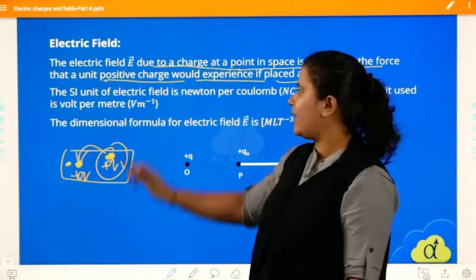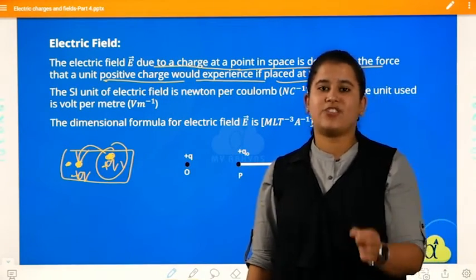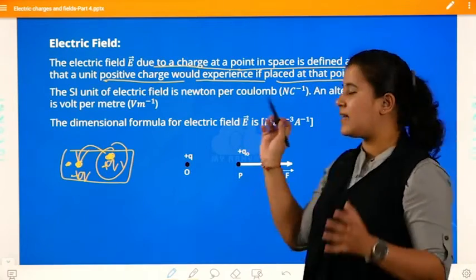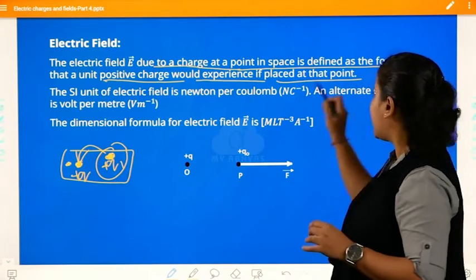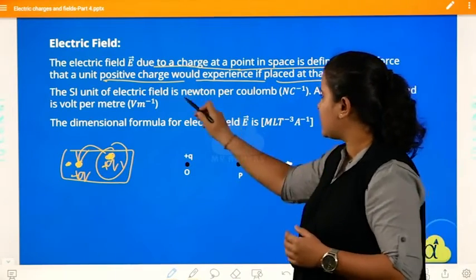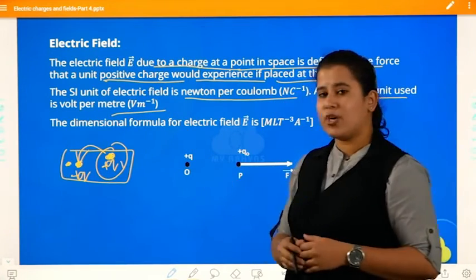Clear? What is electric field? Electric field E, with respect to a point charge, is defined as the force that a unit positive charge would experience if placed at that point. Clear? Then the SI unit is Newton per Coulomb and the alternative SI unit is volt per meter.